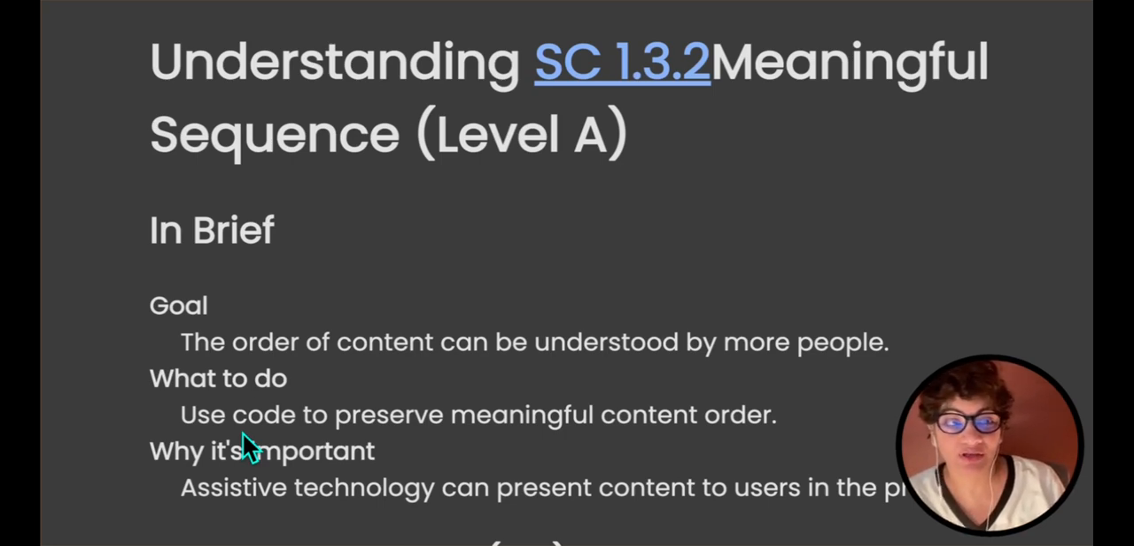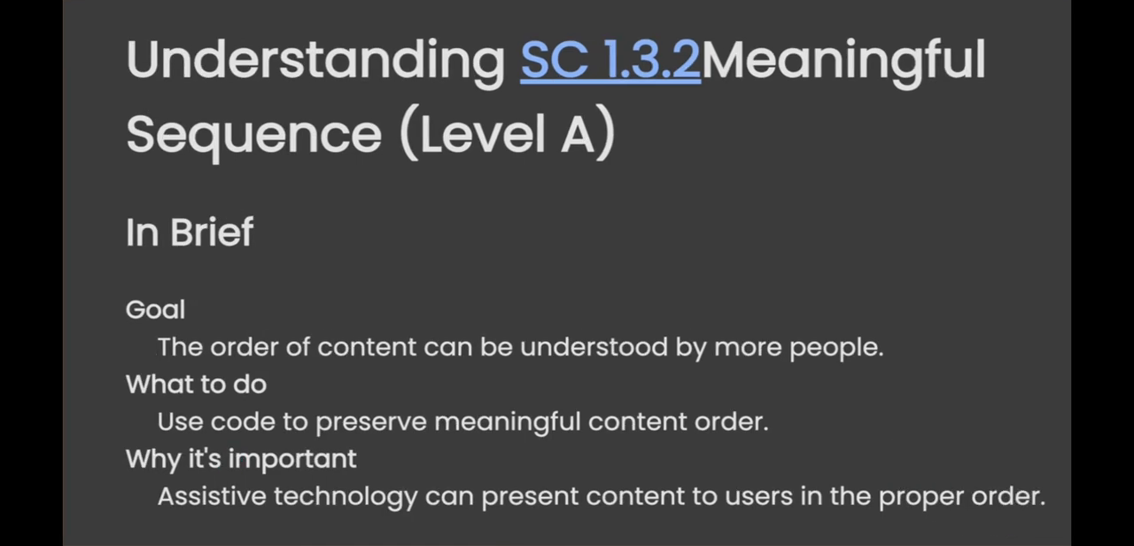And today we will be learning about the Success Criteria 1.3.2, Meaningful Sequence, Level A. So what exactly does this success criteria say to us? The goal of the success criteria is that the order of content can be understood by more people, and there is code behind this which needs to be in such a way that it preserves meaningful content order.